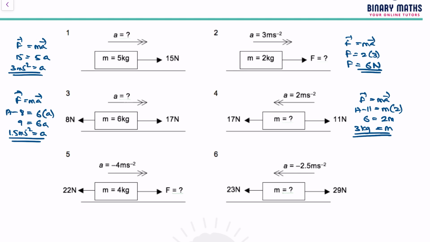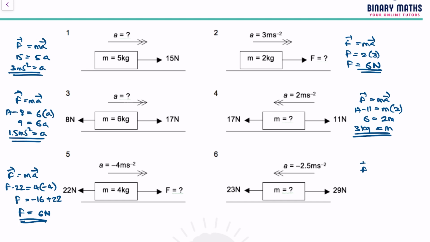Okay, it's accelerating to the right, so that means resultant force is equal to mass times acceleration. So resultant force will be F take away 22 is equal to mass, which is 4, times acceleration, which is minus 4. So F is equal to minus 16 plus 22, which means F is equal to 6 newtons.